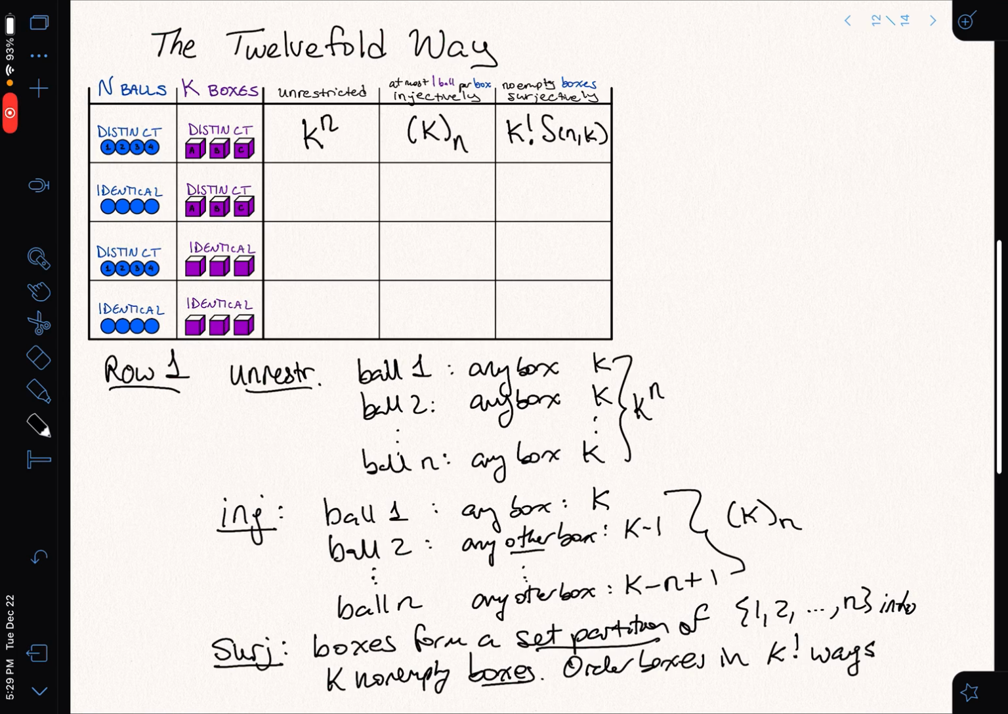So this is the way that we can do everything if we have distinct balls and distinct boxes. Arbitrarily, K to the N. If we want to make sure that it's injective, at most one ball per box, we have a falling factorial. And if we want to make it surjective, every box gets at least one ball, then K factorial times the Stirling number of the second kind.